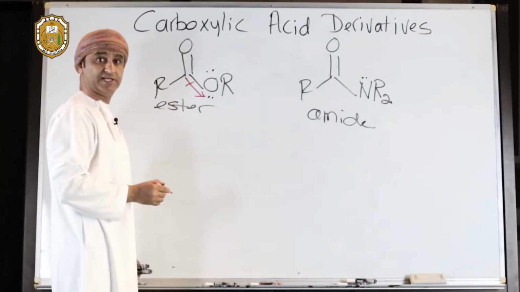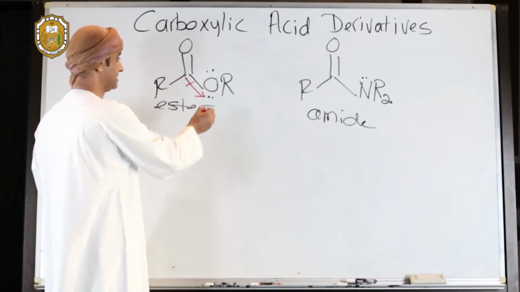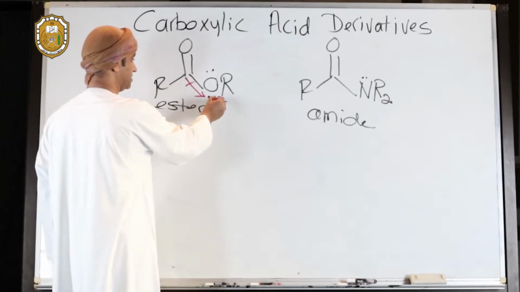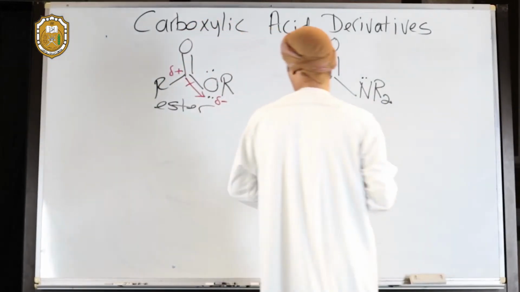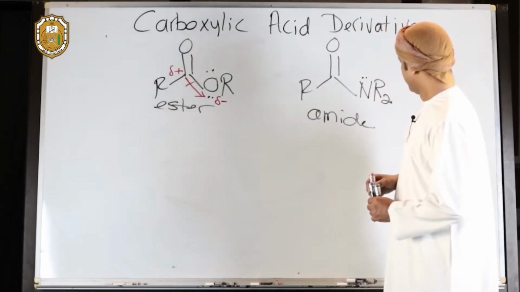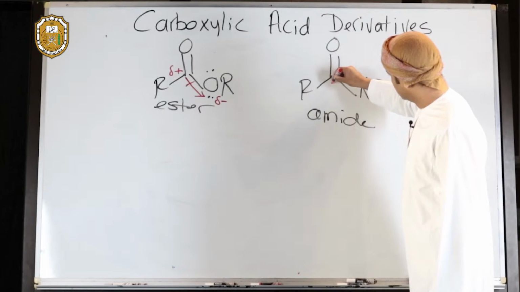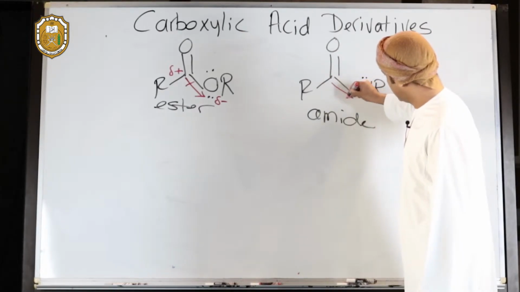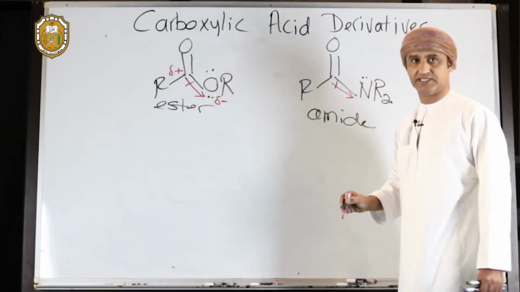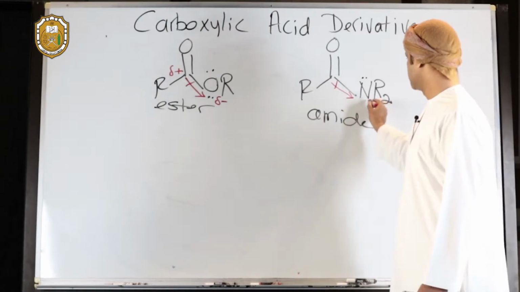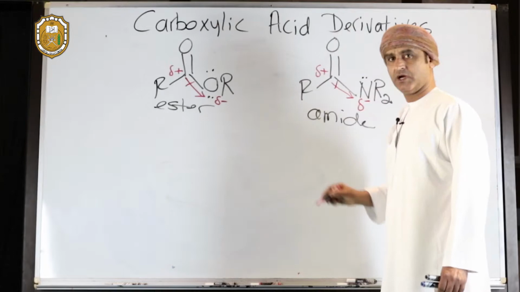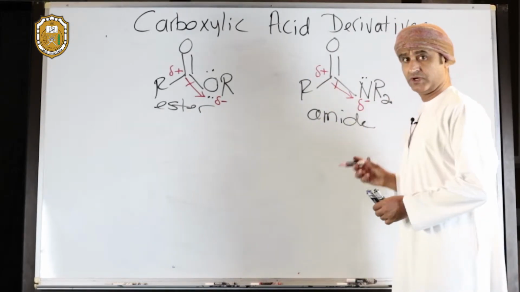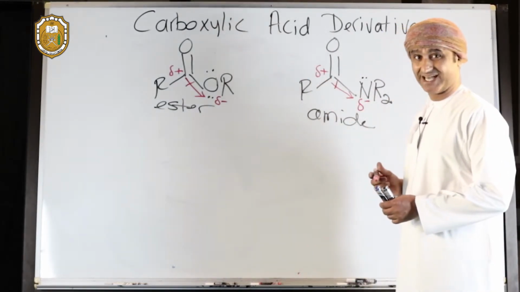Now, in esters, this carbon of the carbonyl group is bonded to oxygen. Obviously, oxygen is more electronegative than carbon. Then this leaves a negative delta on oxygen and a positive partial charge on carbon of the carbonyl group. Carbon of the carbonyl group in amides is bonded to nitrogen. Obviously, nitrogen is more electronegative than carbon, which pulls electrons more toward itself in this C-N bond.